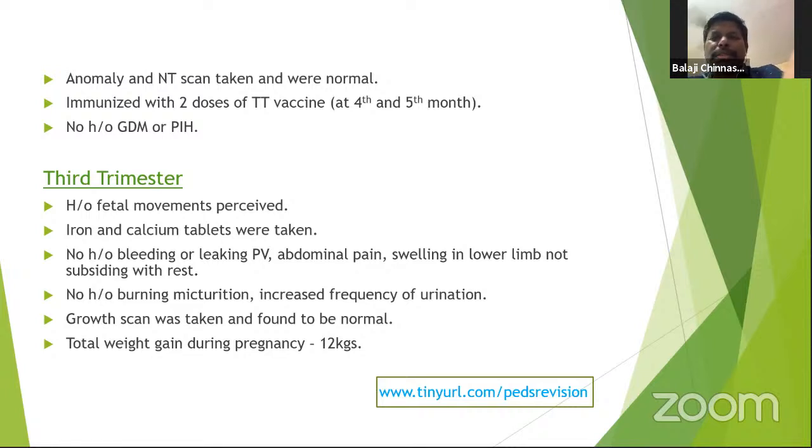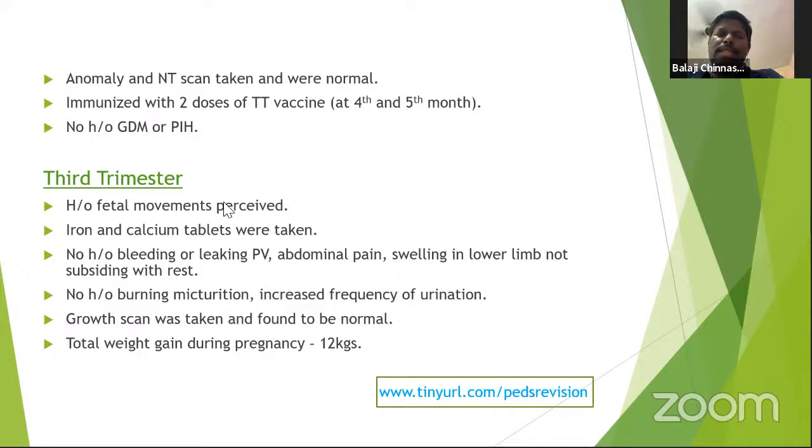So third trimester. The history of fetal movements perceived. Iron and calcium tablets were taken. There's no history of bleeding per vaginum, abdominal pain, or swelling in lower limb which is not subsiding with rest. There's no history of any burning micturition or increased frequency of urination. Growth scan was taken and found to be normal, and the total weight gain during pregnancy is 12 kgs.